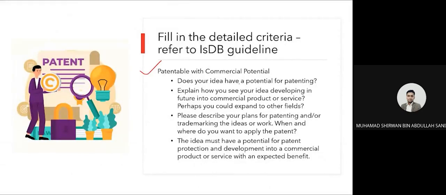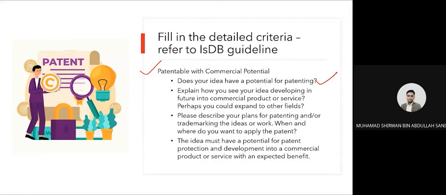Okay, and then we have this last requirement or criteria, proof of concept for patentable and commercial potential. So the guideline asks you questions, and you answer the questions here. Does your idea have potential for patenting? Okay, so this is the way that the ISDB wants to secure your idea. So you make sure that it can be patented.